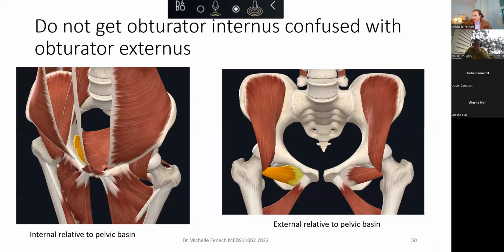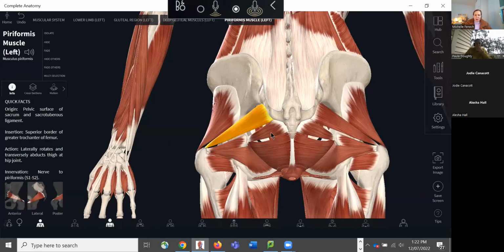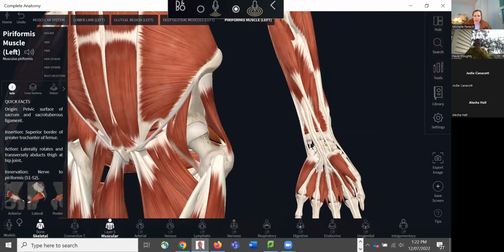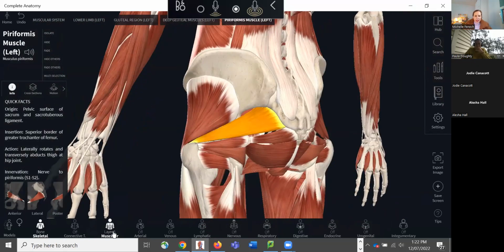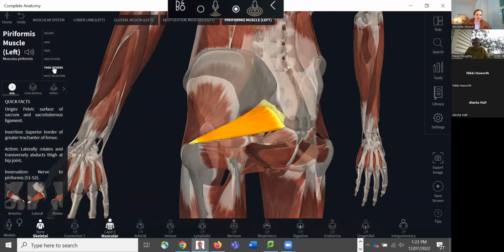Let's just have a little quick play with Complete Anatomy. I've got it open because I was playing with it before I started. And this is where I was, and it'll probably be slow because I'm recording. So we can rotate this around. I can take the muscle layers off. Now, how do I just show this muscle if I want to, and I want to take the other muscles off? So on the left-hand side, see how it says hide others or fade others? Fade others. Oh no, I think we just need to hide the others.